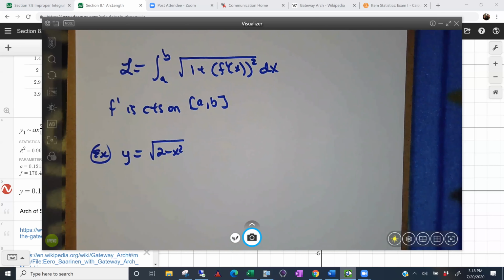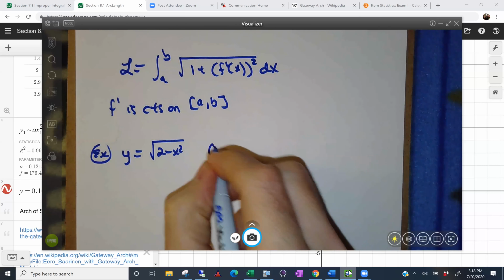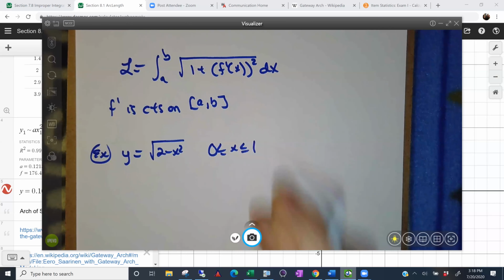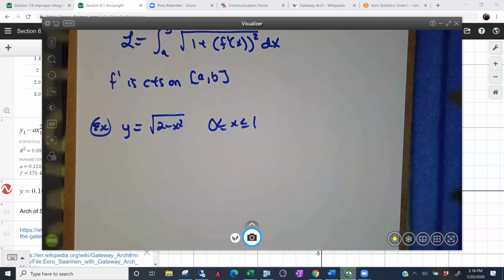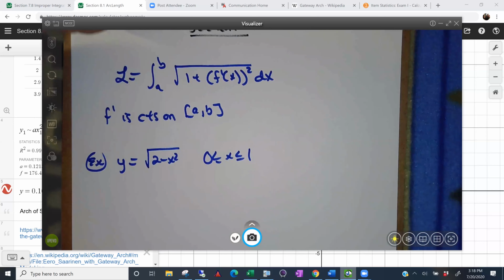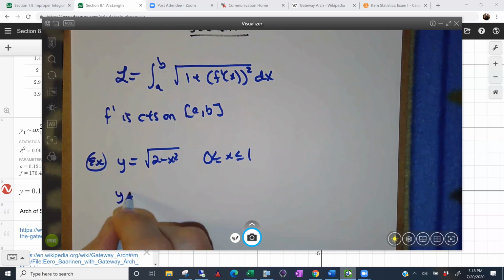All right. So we want to look at this on the interval 0 less than or equal to x less than or equal to 1. So that's going to be the limits of integration here, 0 to 1. One of the things I'm going to need, though, is the derivative here. So let's find that. I'll rewrite this as 2 minus x squared to the 1/2 power.